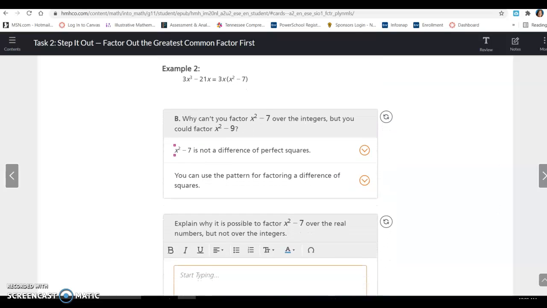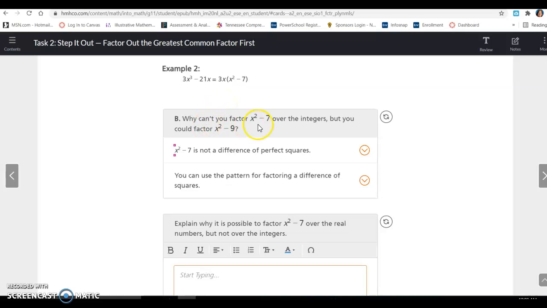Here's example 2, 3x cubed minus 21x. 3 and 21 both have a common factor of 3, and x cubed and x both have a common factor of x. I could pull x cubed out of this one, but I can't pull x cubed out of this one. So when you're dealing with variables, it's the largest one that comes out completely, just like with the numbers. So 3x would be your greatest common factor. 3x times x squared is 3x cubed. 3x times negative 7 is negative 21x.